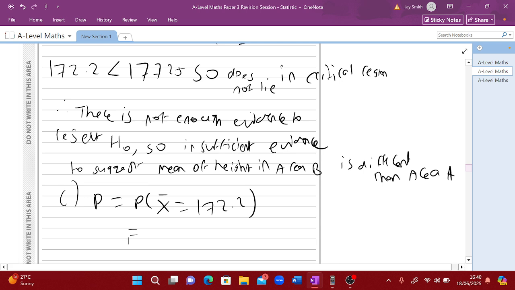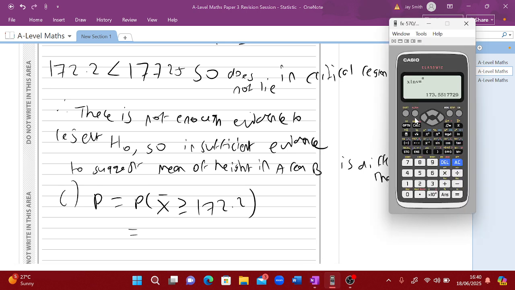And that's going to be greater than or equal to, not equal to. Then I'm going to have to do the normal cumulative function. So that's going to be the lower of 172.2, the upper of that, so that would give us... no, but we have to do one minus, no, that should be fine.